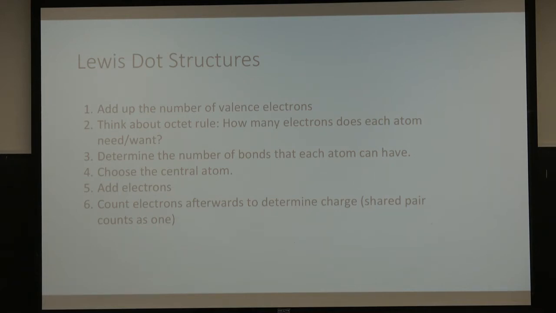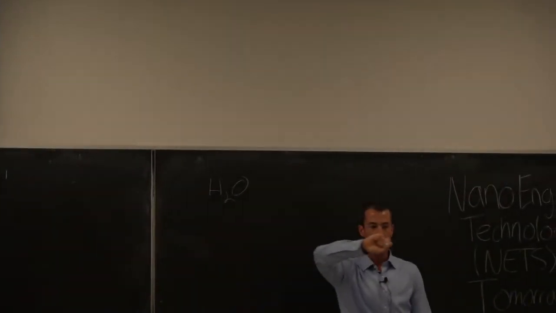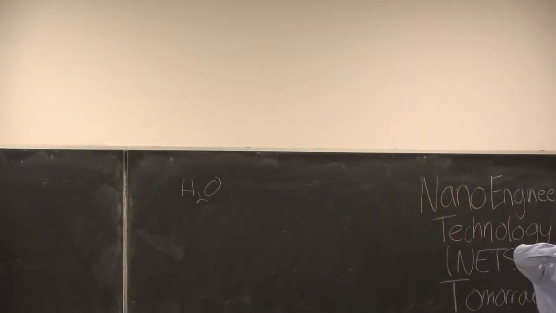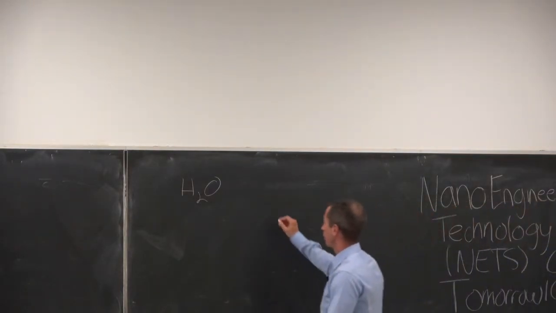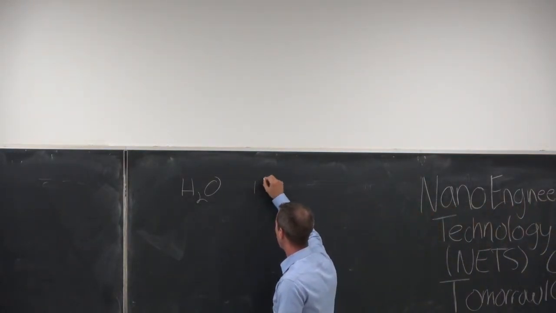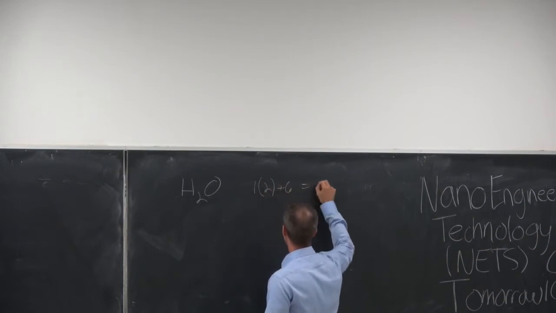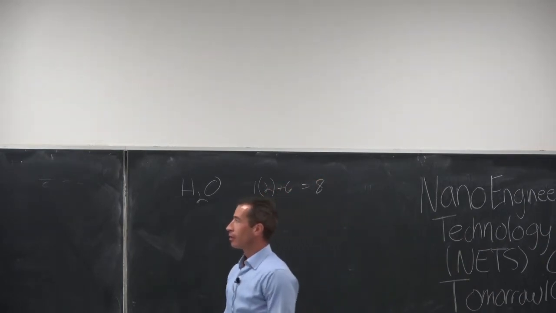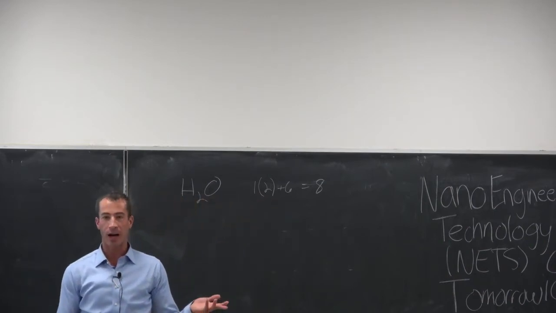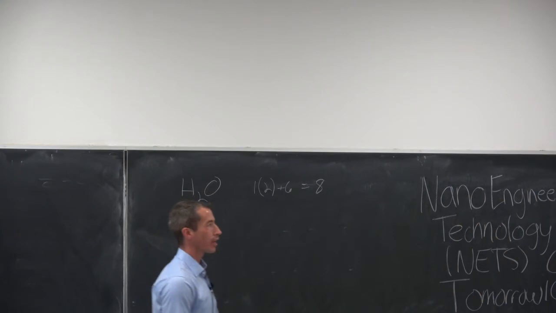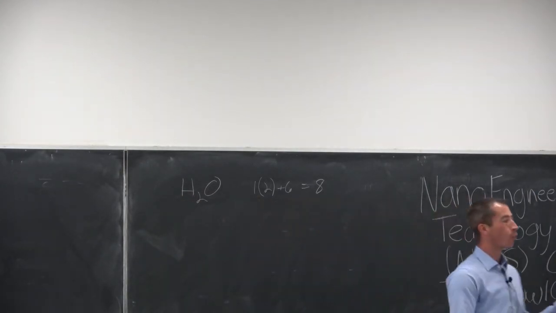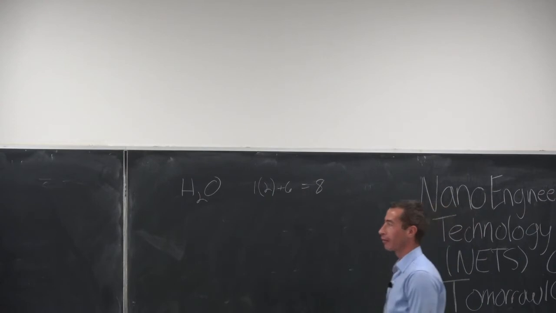Okay? So let's do water first. Water's easy. Step one in drawing a Lewis dot structure is to add up the number of valence electrons. So how many valence electrons do you have for oxygen? 6, right? Because it's in group 6. How many for hydrogen? 1. So 1 times 2 plus 6, you have 8 electrons. Okay. So how many electrons does each atom want? How many does oxygen want? 8. How many does hydrogen want? 2. Yeah, 2, because it's going to be a shared pair, right?